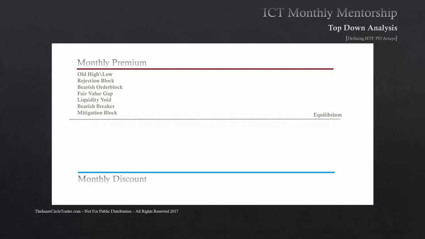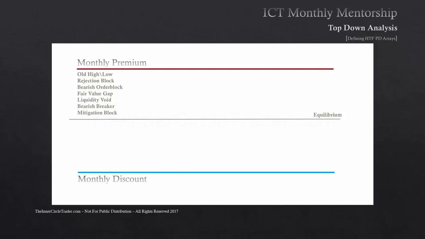Where's the nearest mitigation block? There may not be one. Okay, check that off. Where's the nearest bearish breaker? There may not be one of those either. Okay, check that off. But if there is one, then you would reasonably expect to see price trade up to that price point, the breaker. Then expect some selling to go lower, and once it moves below equilibrium, then you would be all set to go to the monthly discount or support.